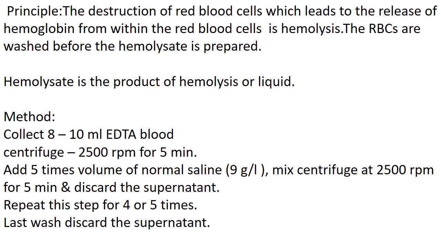Next we move on to the preparation of hemolysate. What is hemolysate? Why is the preparation of hemolysate required? Principle we will see. When tests have to be done on hemoglobin, we have to first release the hemoglobin from within the RBCs. That is lysis. The liquid released is called hemolysate, and contains free hemoglobin. The RBCs are washed before the hemolysate is prepared so that no other plasma proteins or lipid content is present.